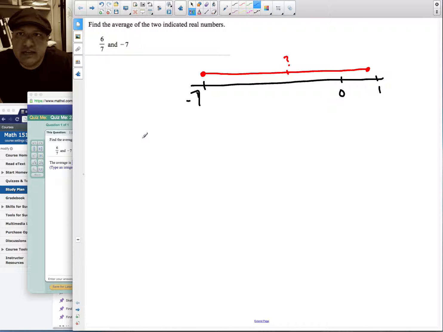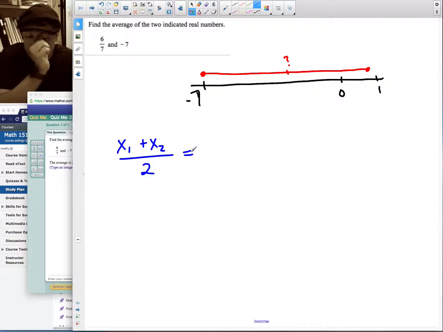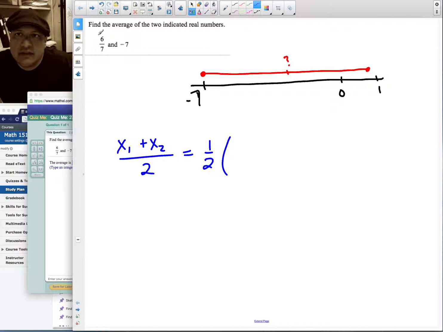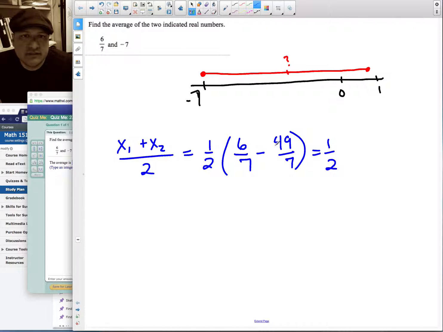The way we find the average is we add the numbers together. We'll call it x1 and x2, and then we divide by 2. So I'm going to take out the 1/2 for now. And we can also think of this as x1 plus x2. This is going to be 6/7. Now the -7 is actually 49/7, right? We need a common denominator here so we can add them, and it's going to be 49/7. Now we can add these together.